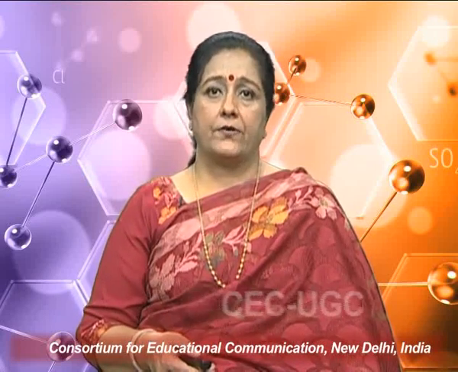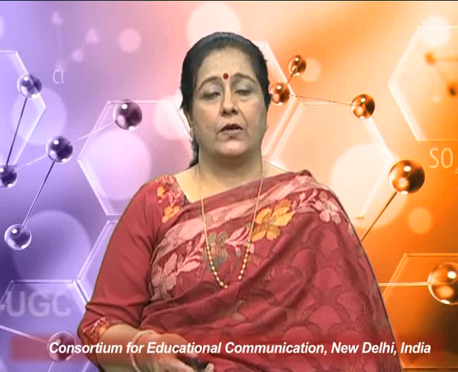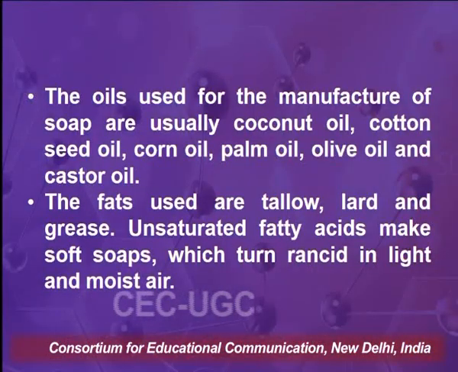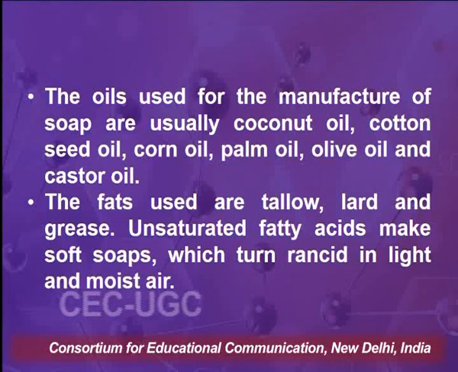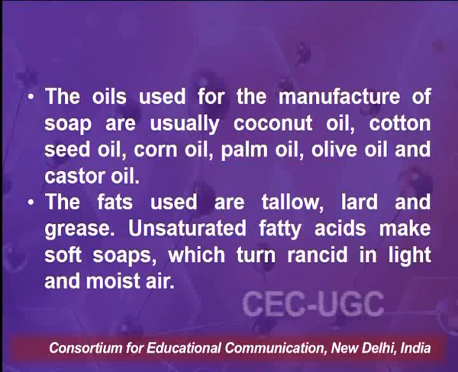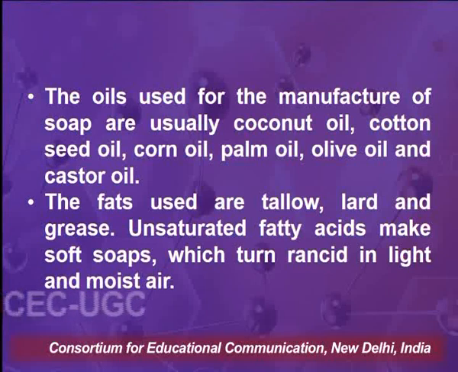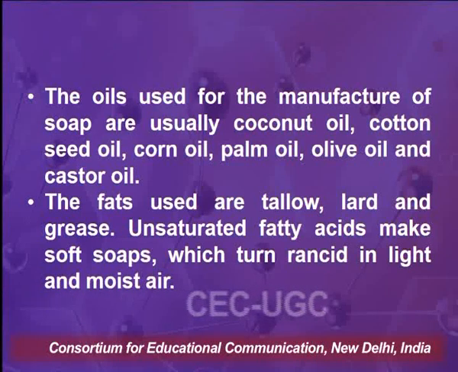In modern technology, oil or fat is first hydrolyzed into glycerol and fatty acids, which are then neutralized by adding alkali to form soap. This procedure is quicker, better controlled and makes the recovery of the byproduct glycerol easier. The oils used for the manufacture of soap are usually coconut oil, cottonseed oil, corn oil, palm oil, olive oil and castor oil. The fats used are tallow, lard and grease. Unsaturated fatty acids make soft soaps which turn rancid in light and moist air.